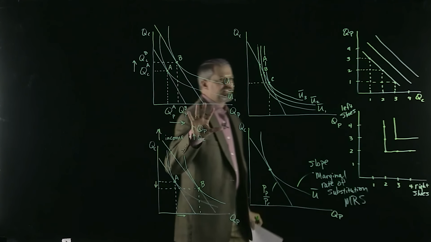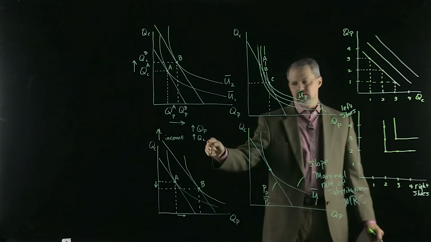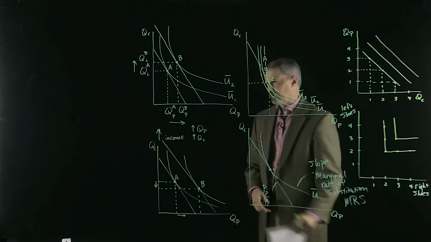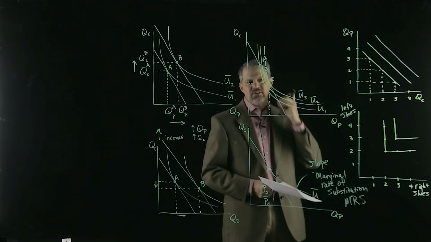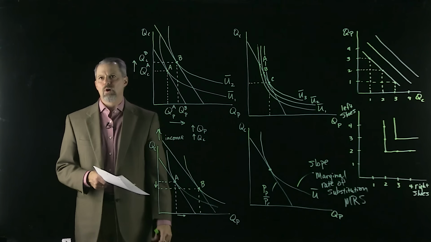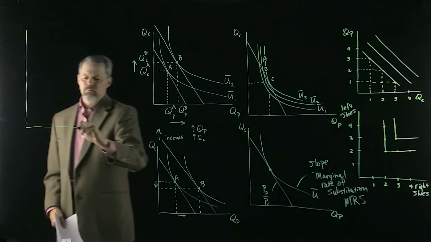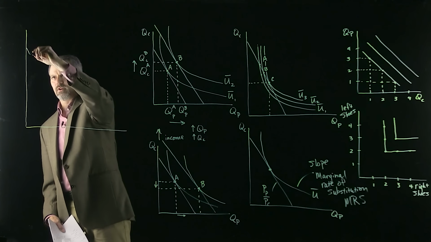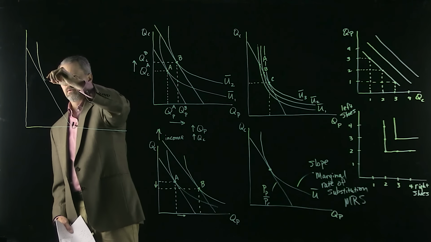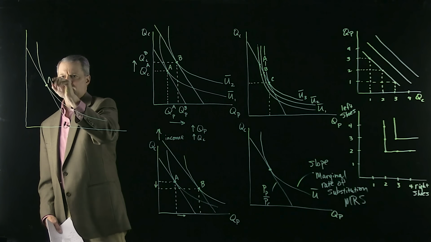So now we understand how changes in income affect the amount of pizza and Coke that our consumer is consuming. Let's think about how changes in prices are going to affect this. Let's suppose the price of one good falls. Let's start with a picture of equilibrium. So let's suppose we've got our initial equilibrium right here at point A.